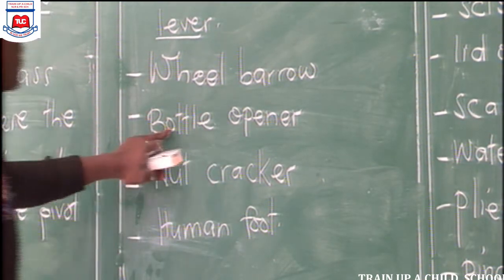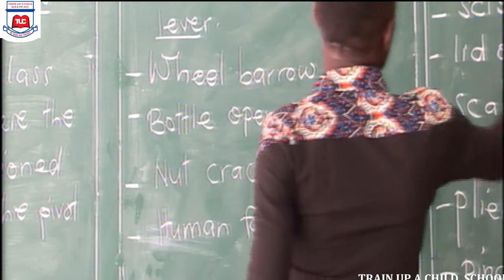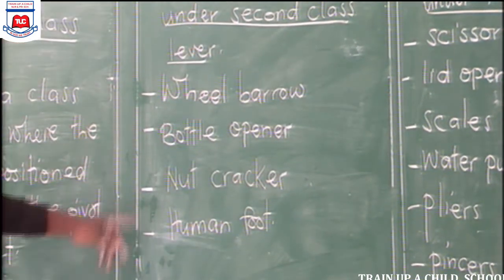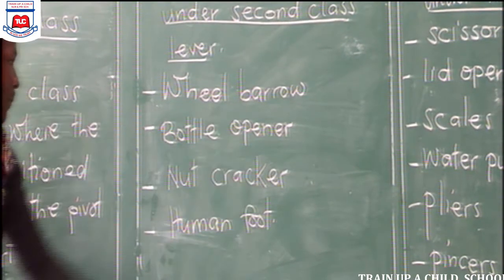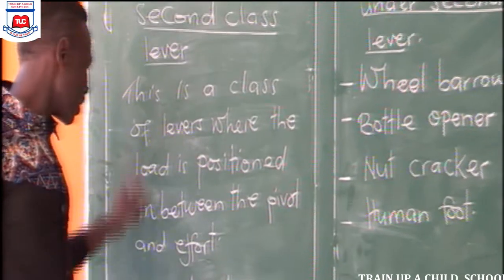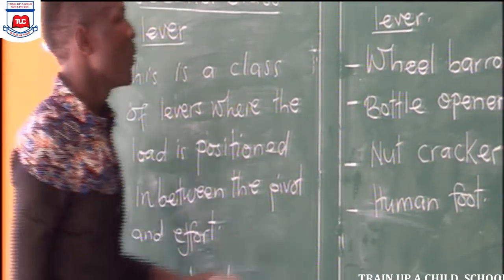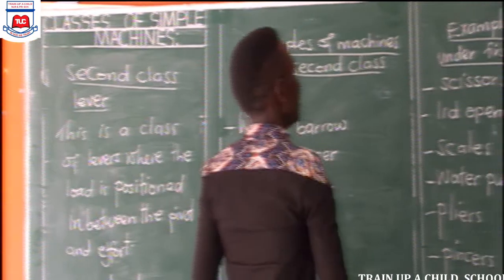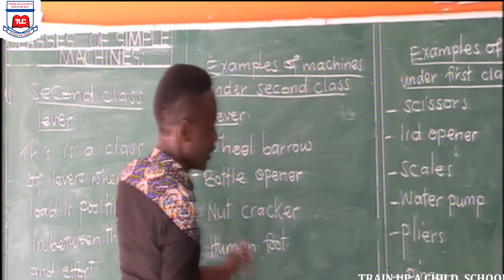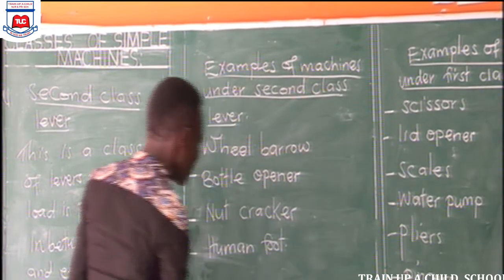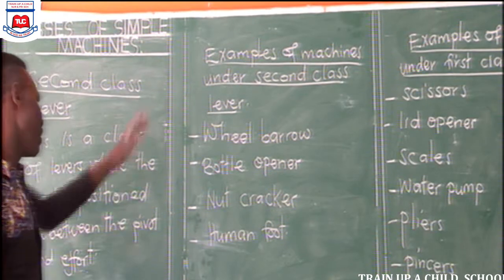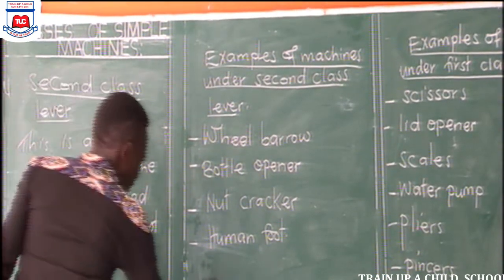There's a difference between a bottle opener and a lid opener. These are two different things. How are they different? The bottle opener has its load in between the fulcrum and the effort, whereas the lid opener has its load at the extreme end, then the fulcrum in the middle. So, of course, these are the examples of simple machines under that class of lever. So let's look at the third class lever.